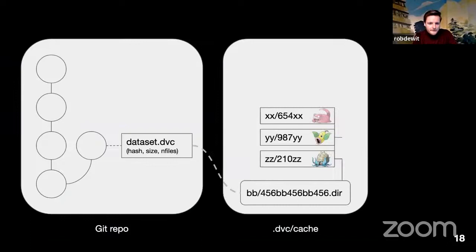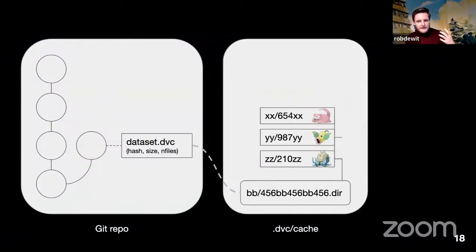So what can we do with DVC? We replace those image files or our data set with a metadata file. And the metadata file includes some metadata, such as the hash, the size of the data sets, and the number of files there. And we place that metadata file in our Git commit history. We then use that metadata file to point towards something in our DVC cache.